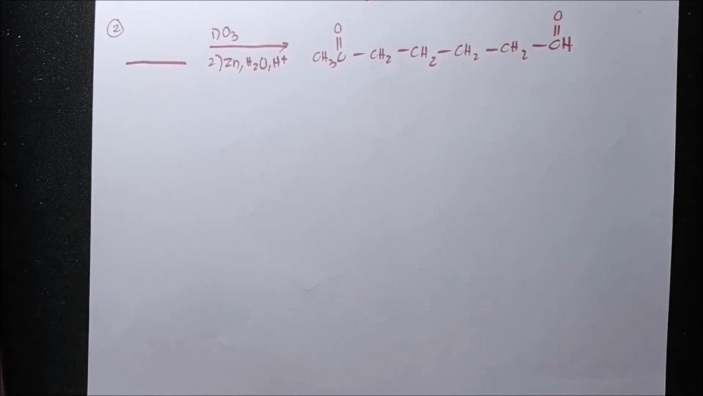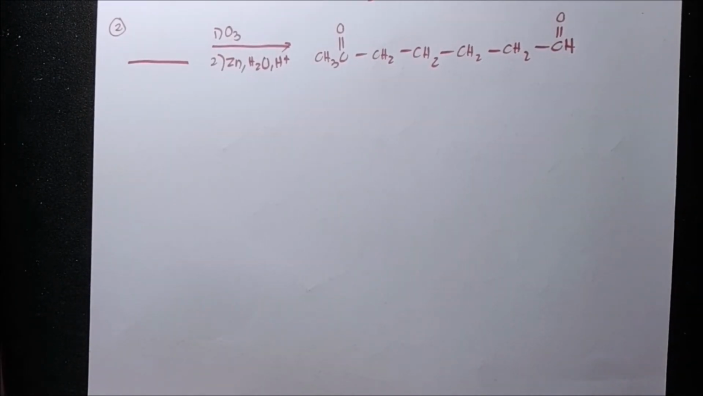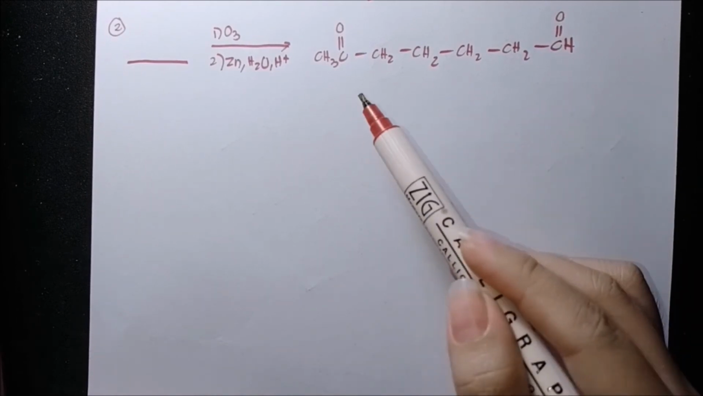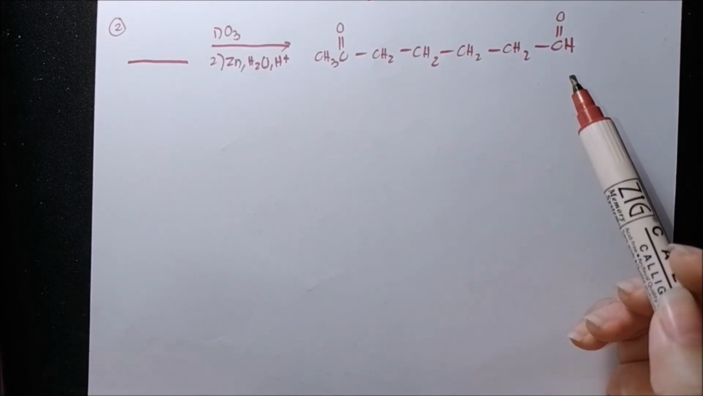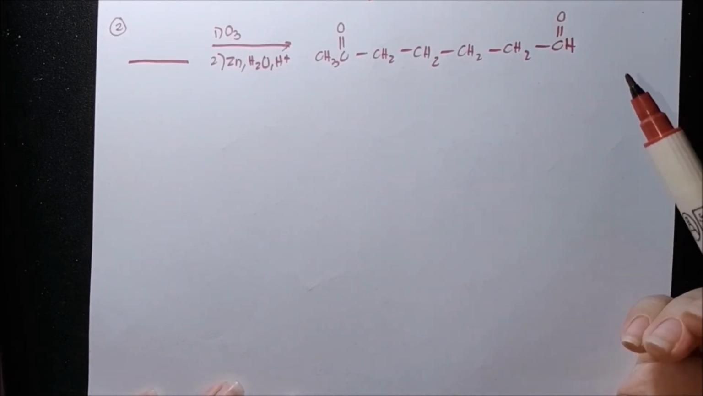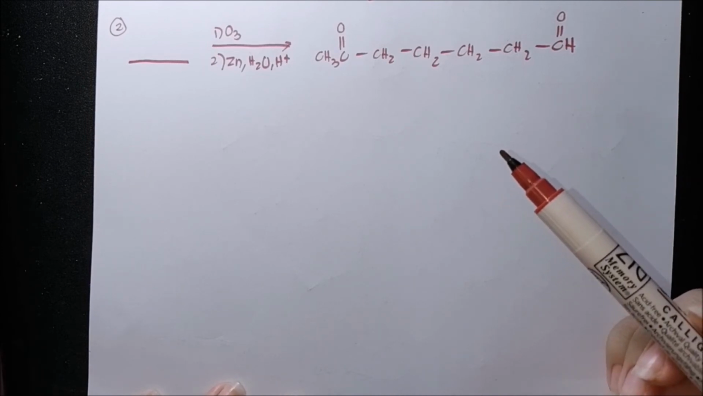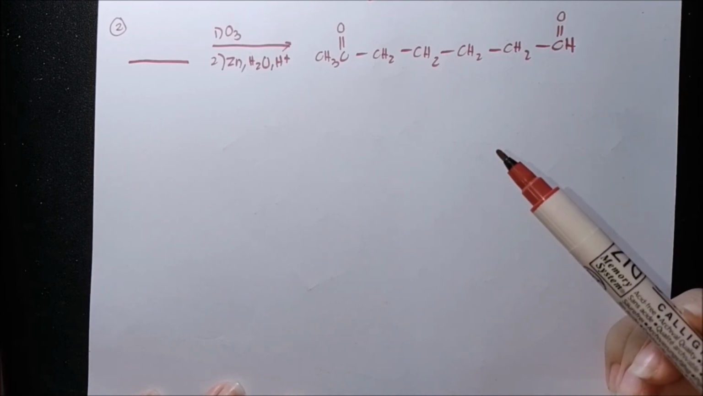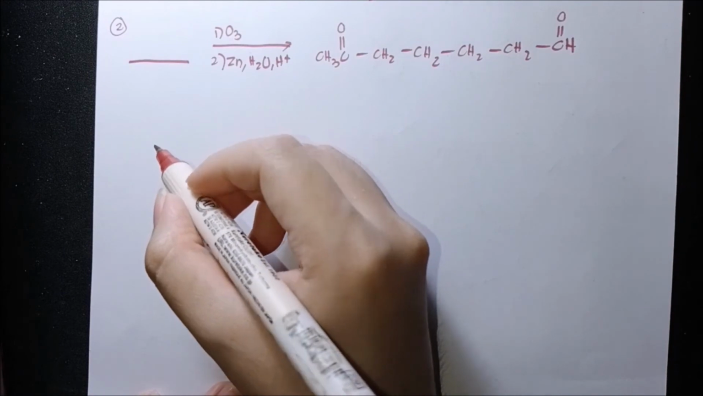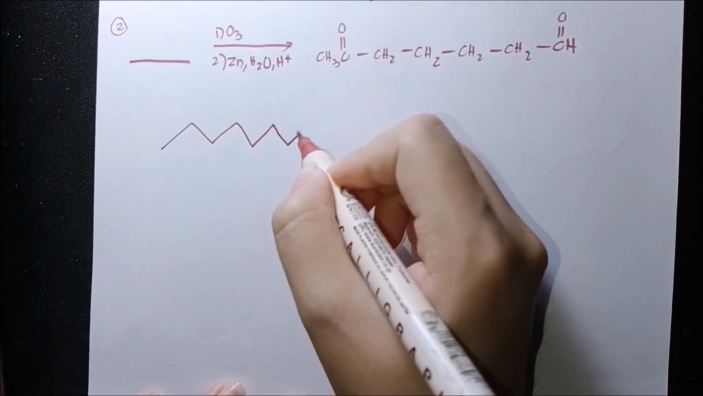For number 2, we will repeat the same process. But as you can see, this one is just one product with a ketone and aldehyde group. But don't worry, still all we have to do is to connect these two functional groups together to form an alkene. We can rewrite this one in bond line form.